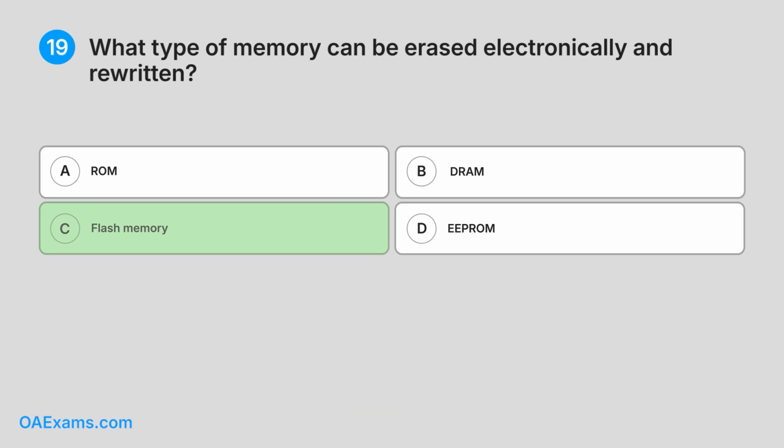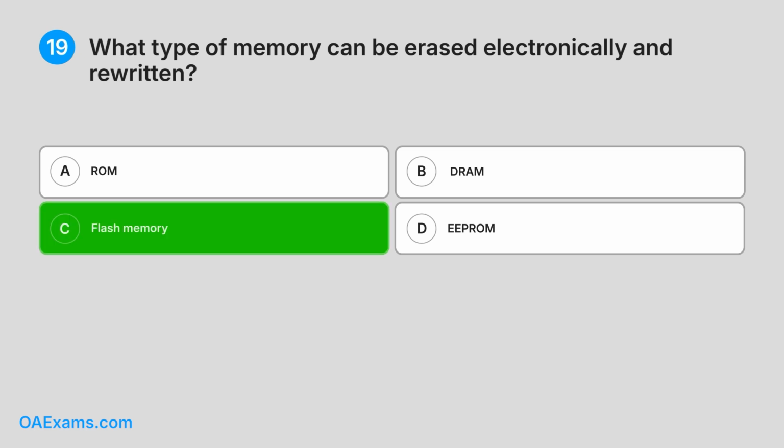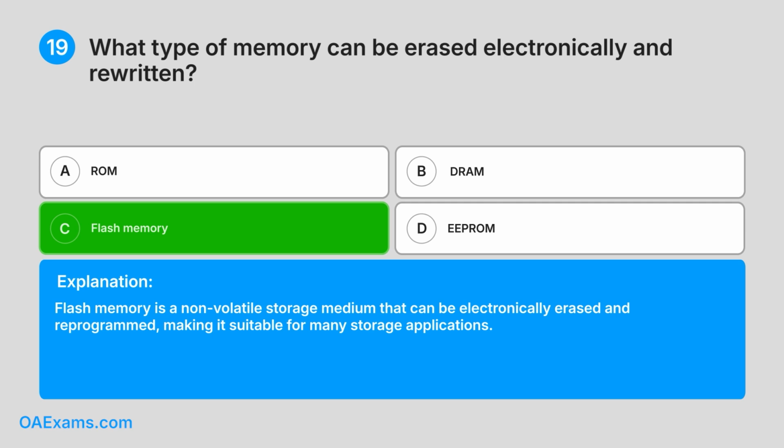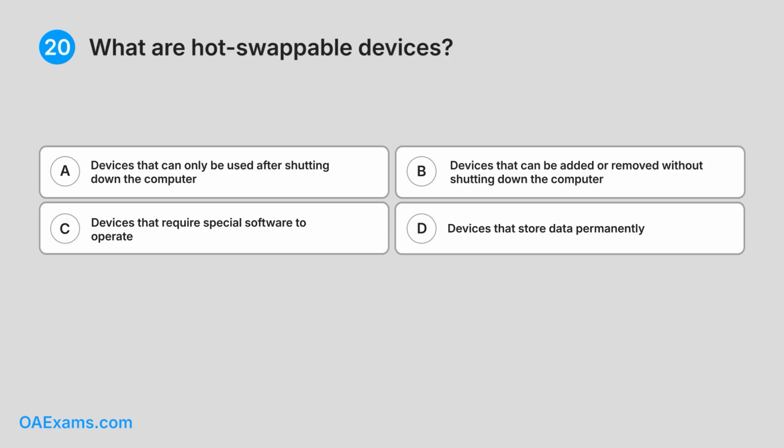Correct answer: C. Flash memory. Explanation: flash memory is a non-volatile storage medium that can be electronically erased and reprogrammed, making it suitable for many storage applications.